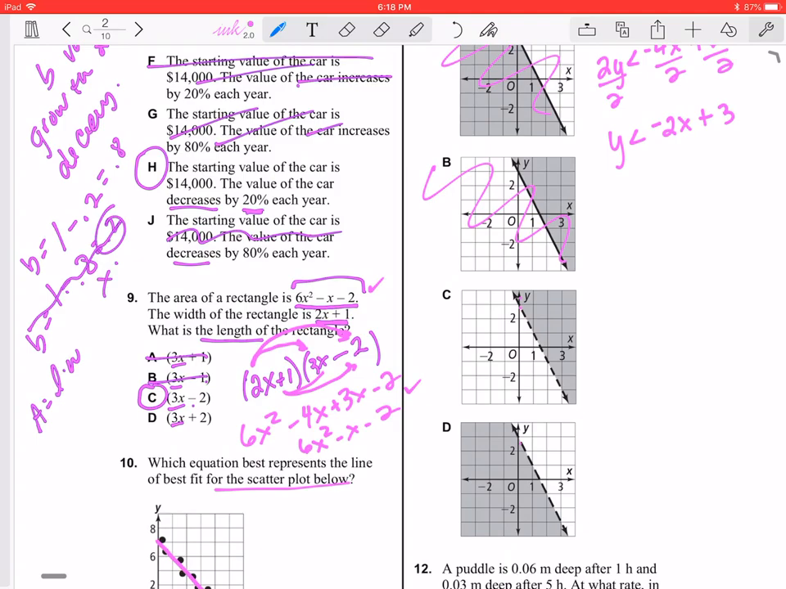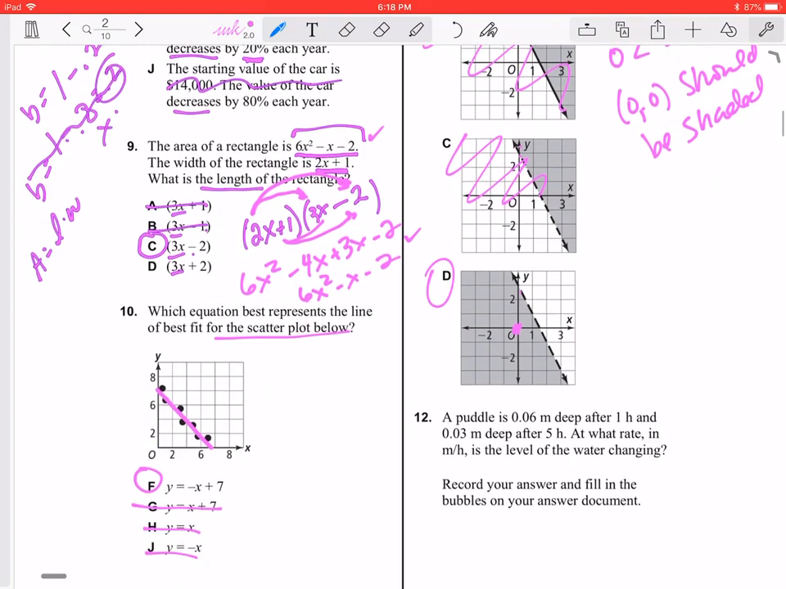Now, it says that y is less than whatever is on the right side of my equation. I'm going to check the point (0, 0) and see if that fits in my equation and if it's true. If I plug in 0 for my x and my y value, 0 times 2 becomes 0. So is 0 less than 3? Yes, this is true. So that means that the coordinate point (0, 0) should be shaded. It is not shaded in C, so C won't work. So D is our answer choice.